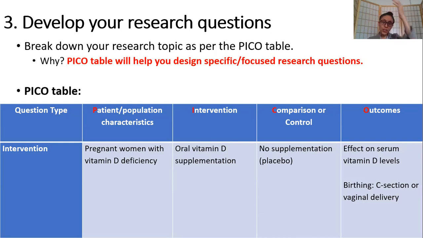So yes, the patient over here refers to, or the population, doesn't have to be patient, refers to pregnant women with vitamin D deficiency. The intervention is these women consuming oral vitamin D supplements, and the comparison group is placebo, not consuming the vitamin D supplements. And the outcome over here, I have two outcomes. The first outcome is vitamin D supplement and its effect on serum or blood vitamin D levels. And the second one is to see the effect of vitamin D supplementation on birthing outcomes. Birthing outcomes are of two types, which is C-section, cesarean section, and then you have the normal vaginal delivery.